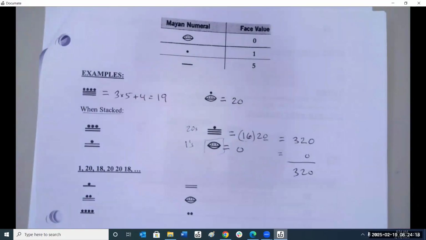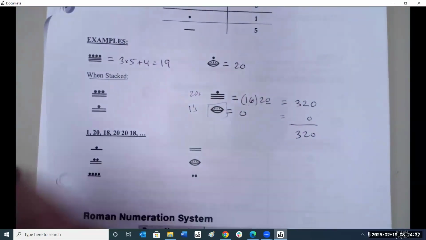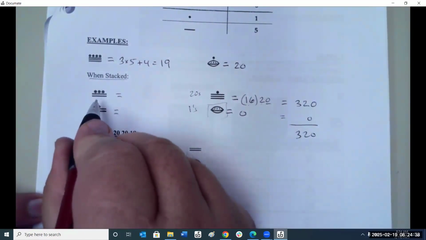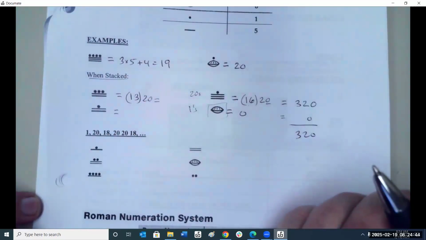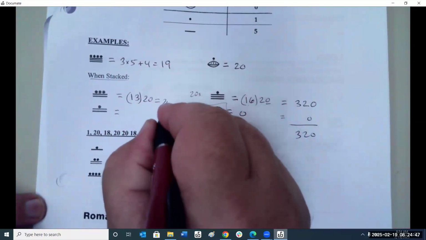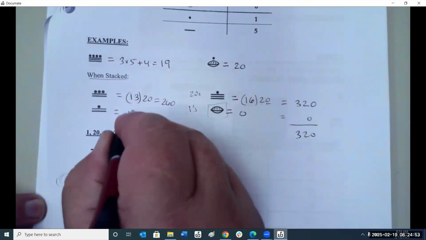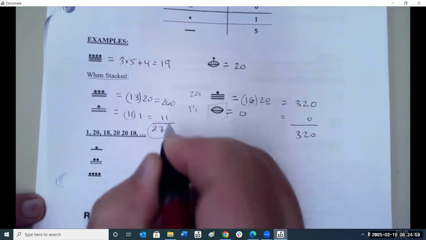So the Mayans used the vertical stacking method. The Egyptians and Babylonians used a horizontal method. So what would this number represent when we stack them? 13 times 20, which is what? 260. What's the one in the bottom? 11 times 1, which is 11. So you get 271. Very good.